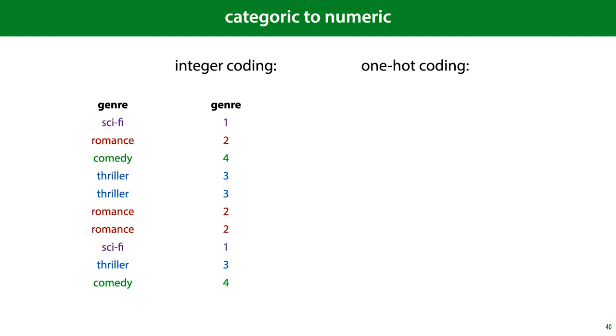This gives us the same problem we had earlier. We are imposing a false ordering on unordered data. We've put comedy and sci-fi far apart from each other, and romance and sci-fi close together, and that will imply to most models that make use of this data that sci-fi is more similar to romance than to comedy, which is not the case. To avoid this, we can use one-hot coding.